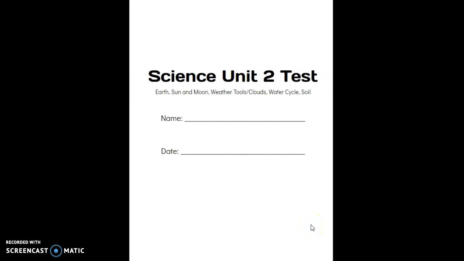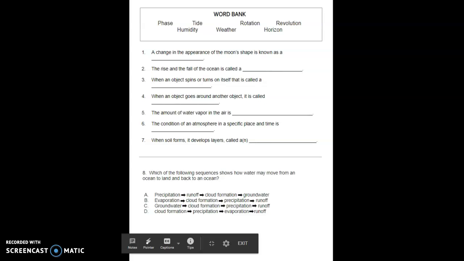Science Unit 2 test. Earth, Sun, and Moon, Weather, Tools, Clouds, Water Cycle, Soil. Word bank: phase, tide, rotation, revolution, humidity, weather, horizon.